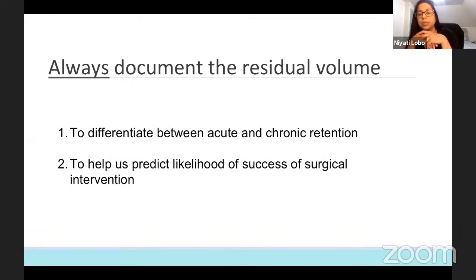And really the residual volume helps us work out how successful our TURP is going to be. So if someone is retaining 2 or 3 litres in their bladder, a TURP probably isn't going to get them peeing normally again. So it's not something that you have to interpret, but it is something that you have to document because it helps us work out what we're dealing with.